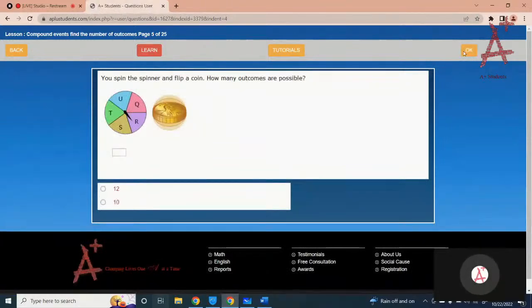Okay, you spin the spinner and flip a coin. How many outcomes are possible? So the options on the spinner are 1, 2, 3, 4, 5, and the options for the coin are just 2. So that means the total outcomes are 5 times 2, which is 10. That means the total outcomes are 10. Got it?